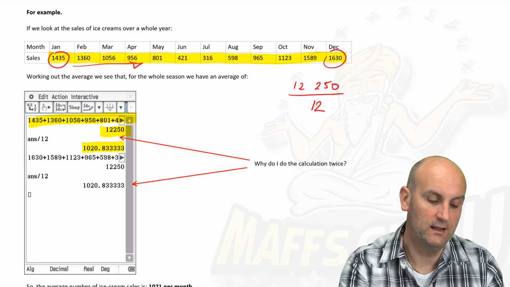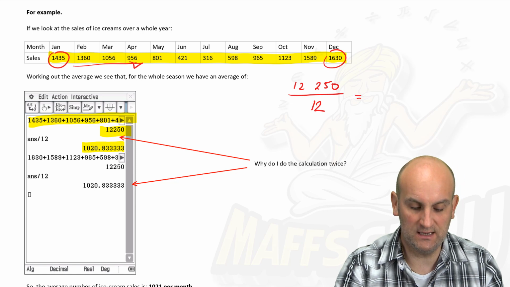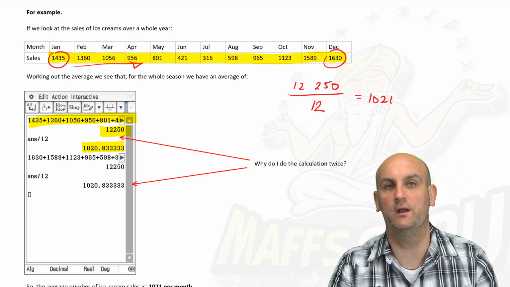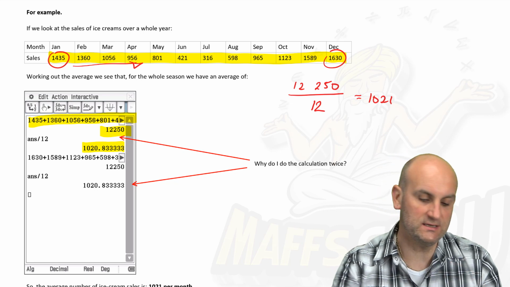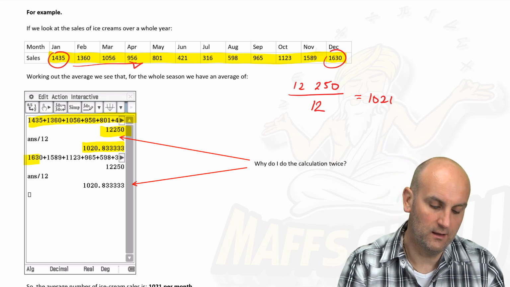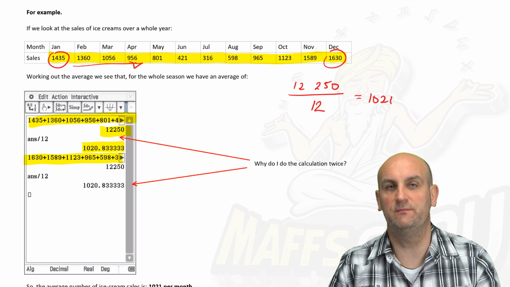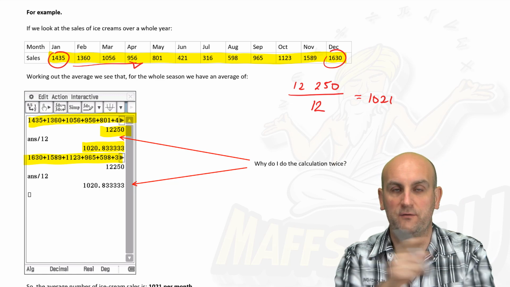1.33. So there's my average. That's approximately equal to 1,021 ice creams. Now, do you notice the next part of my calculator? I actually do the same thing again, but this time I reverse the numbers.